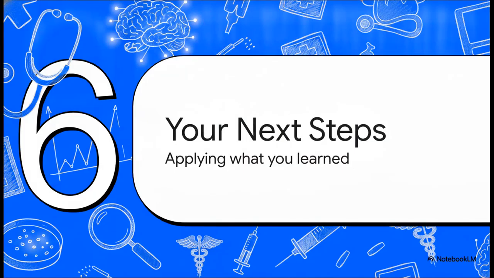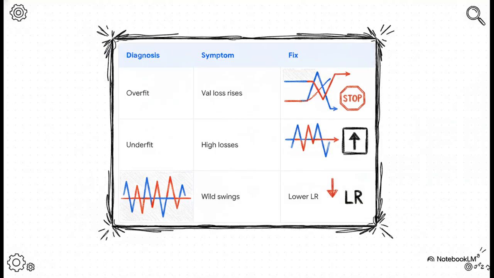And finally, section 6, your next steps. Okay, now that you essentially have your honorary medical degree in AI model diagnostics, let's summarize exactly how to apply all of this to your own real-world fine-tuning projects. Here is your master cheat sheet. Definitely keep this one handy. When validation loss rises while training loss falls, you're overfitting. Hit it right away with early stopping. When both losses stay stubbornly high, you're underfitting. Give that model some more capacity. And when the curves look like crazy wild zigzags, it's erratic. Immediately lower that learning rate.